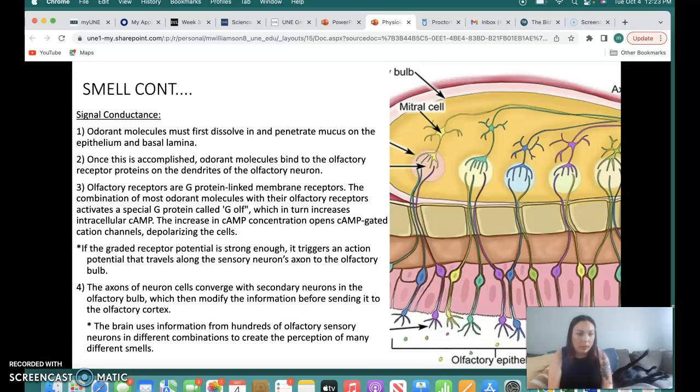The combination of most odorant molecules with the olfactory receptors activates a special G protein called GOLF, which in turn increases intracellular cAMP. The increase in cAMP concentration opens cAMP-gated cation channels, which depolarizes the cells. And if the graded receptor potential is strong enough, it triggers an action potential that travels along the sensory neuron axon to the olfactory bulb. So this is the axon. This is the bulb. The axons of neuron cells converge with secondary neurons, these are the secondary neurons, in the olfactory bulb, which then modify the information before sending it to the olfactory cortex.